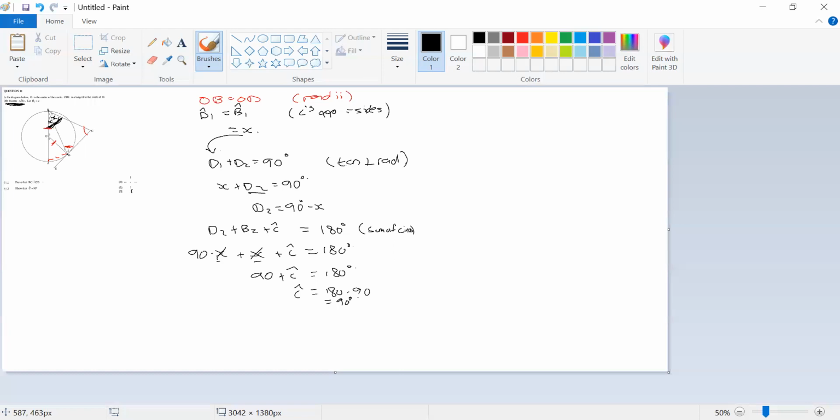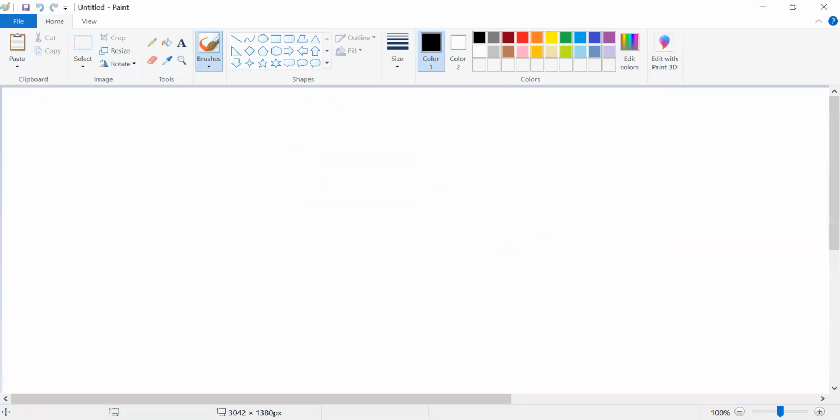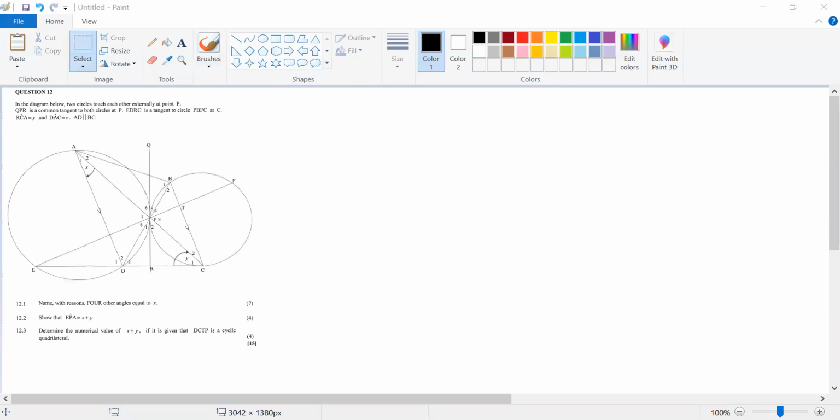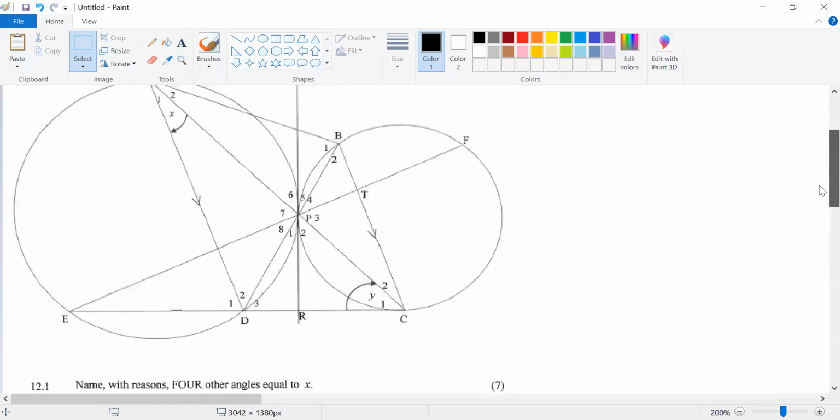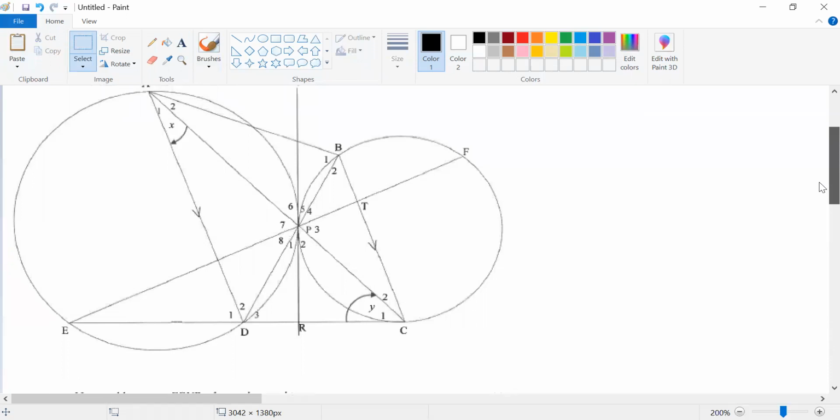Oh, I'm done. All right, so let's look at our last question, which is question 12. It looks like a very messy diagram, but I think it shouldn't take us too long to get through. All right, so this is really what we have to do. We can see for 12.1, we need to name with reasons 4 angles equal to x. And our diagram looks very huge.